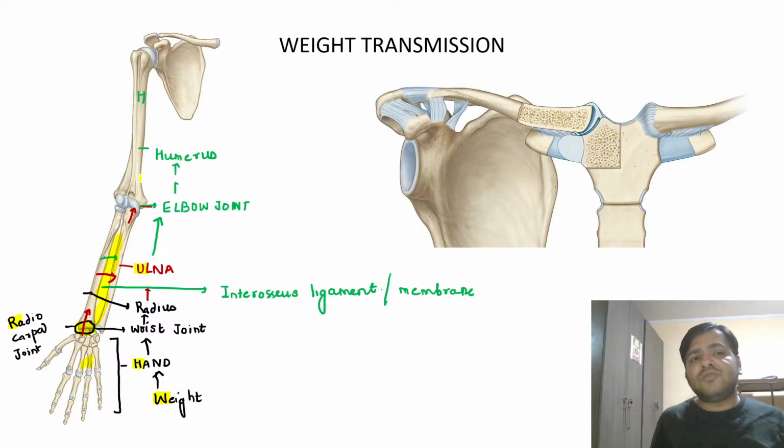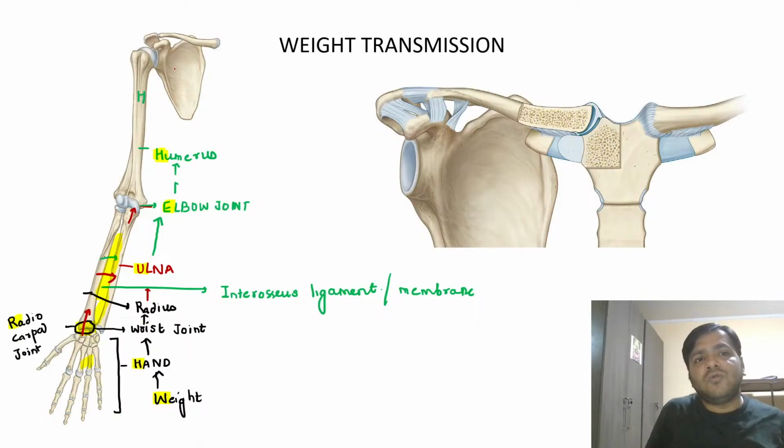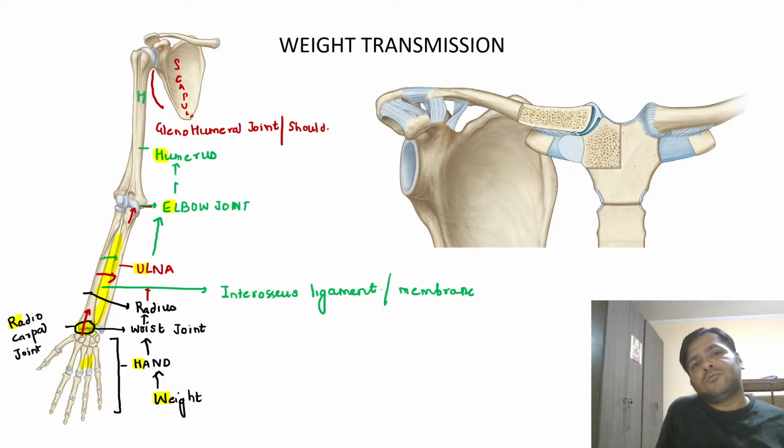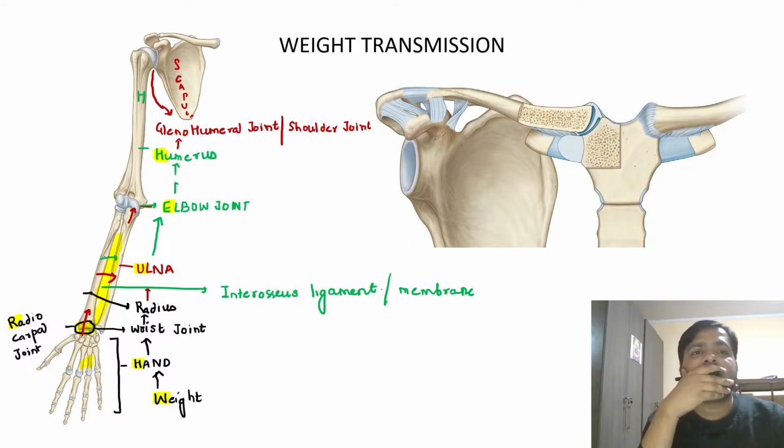From the ulna, it forms a joint with the humerus called the elbow joint, and via the elbow joint the weight goes to the humerus. And then guys, remember, it will go to the scapula via a joint that is called the glenohumeral joint, or the shoulder joint, right?